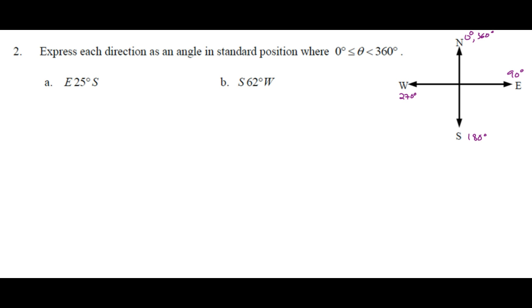But there's another one, and this is called a heading. So here's how headings work. East 25 degrees south. This is where you start. You start facing east. This is the direction you turn towards, and this is how much you turn. So this is east 25 degrees towards the south.